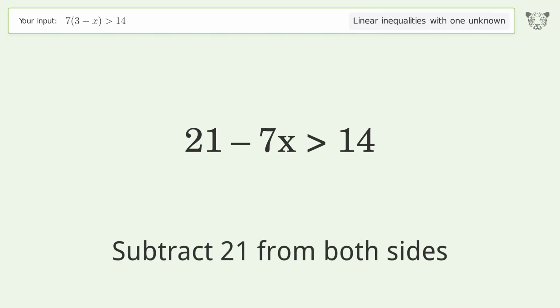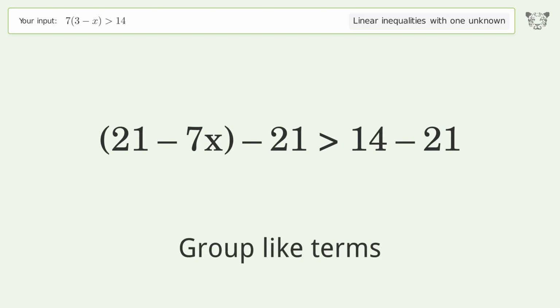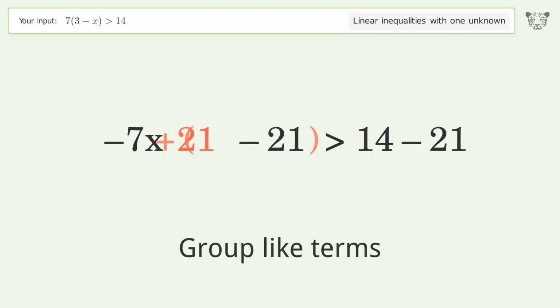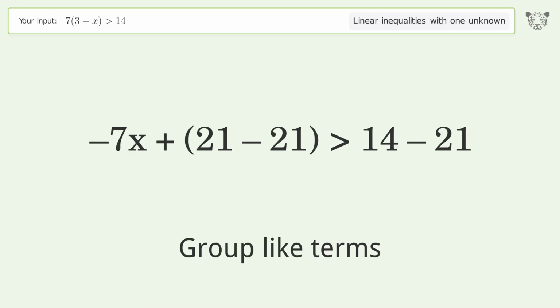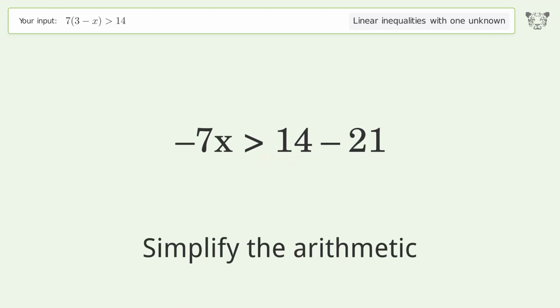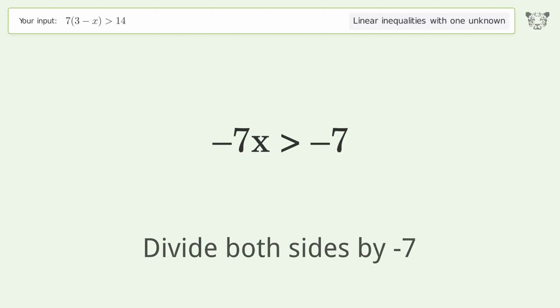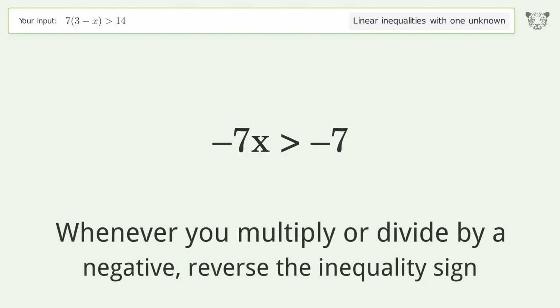Subtract 21 from both sides. Group like terms. Simplify the arithmetic. Isolate the x. Divide both sides by -7. Whenever you multiply or divide by a negative, reverse the inequality sign.